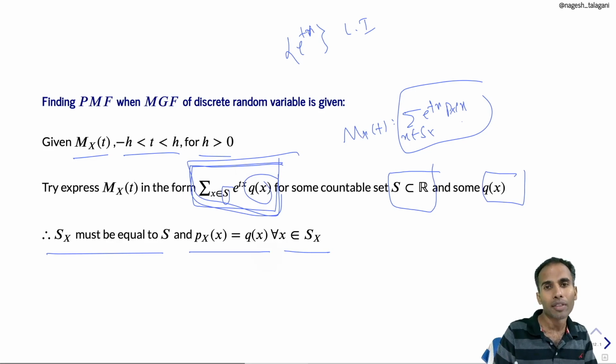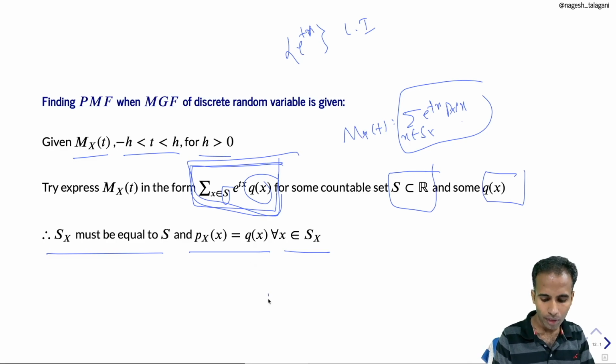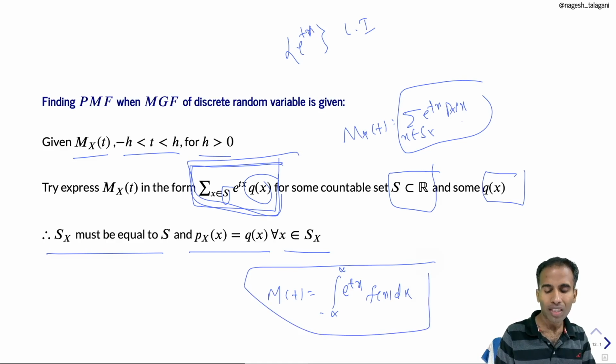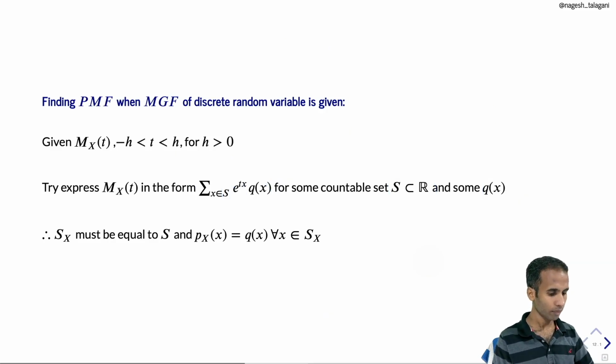When it comes to the continuous case, we want the PDF from the MGF. In that case, we end up solving the following integral equation. Here M is known, the MGF is given, f is unknown, the PDF is not known. So, to get the PDF from this relation, you have to solve this integral equation. That is not going to be an easy problem. We are not going to do it in this course. Fine. Let me clear this.